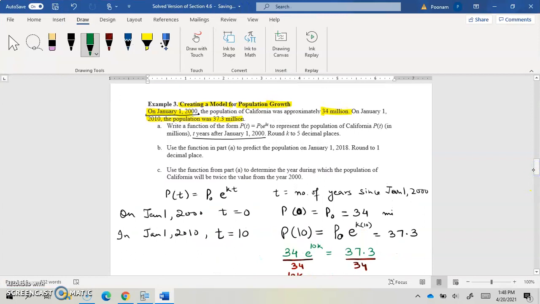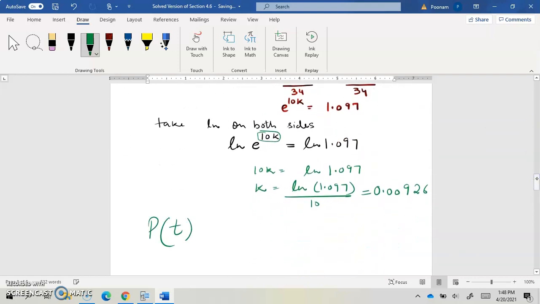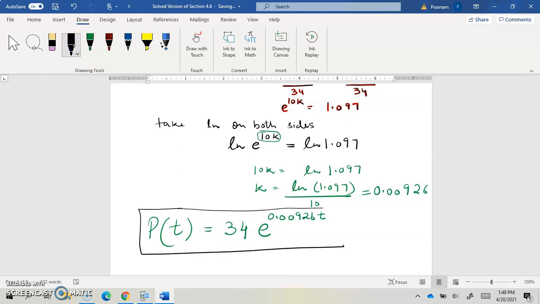Now let's go back to the problem. Use the function in part A to predict the population in 2018. So before, write the function in that form. We need to figure out this function, right? In general, the exponential population function is written as P naught times e raised to power k t. P naught is 34, and we found k as this number. So this is our exponential growth function, which represents the population in t number of years since January 1st, 2000.